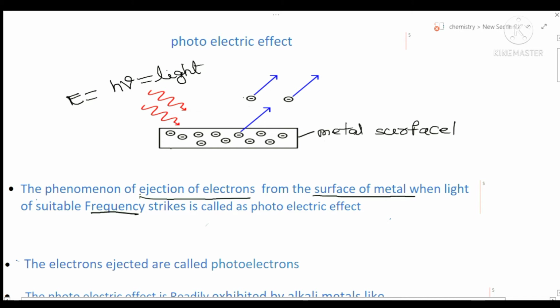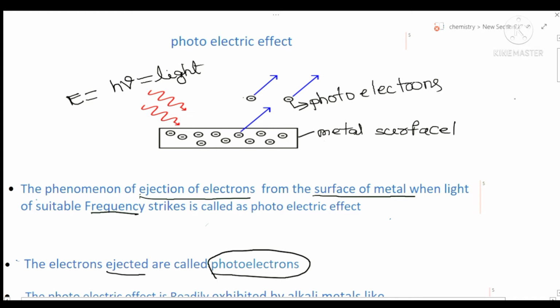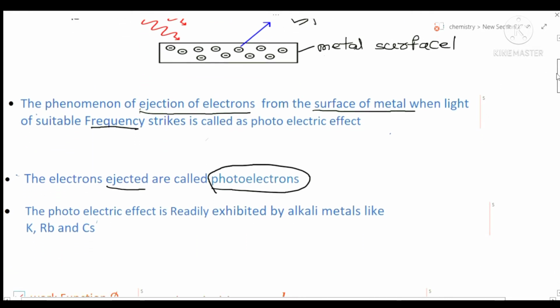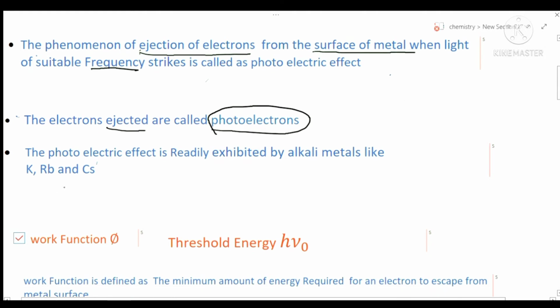Why do we call it the photoelectric effect? In the sense that by using the energy of the light radiation, electrons are coming out. So that's why it is called the photoelectric effect. You can see the second point: the electrons are ejected. Ejection means they are coming out from the metal surface. These electrons are called photoelectrons. So due to the photoelectric effect, electrons are coming out.